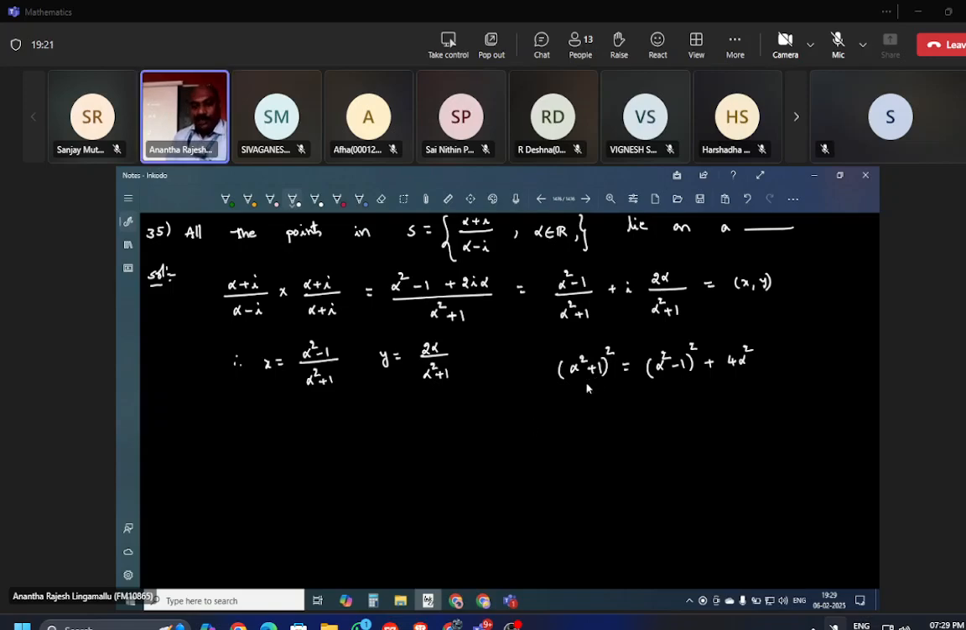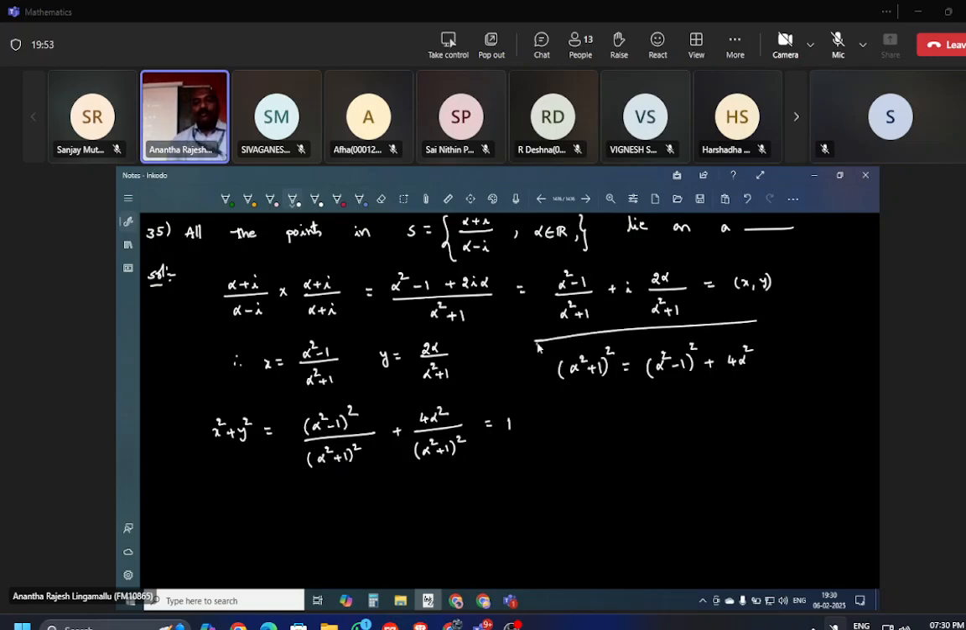So what I am doing is I take here x square plus y square. What is x square plus y square? Alpha square minus 1 whole square by alpha square plus 1 whole square, plus 4 alpha square by alpha square plus 1 whole square. What is this? Denominator same, from this identity you can directly write the answer, no? So x square plus y square equal to 1 means what? A circle whose radius is equal to? Answer.